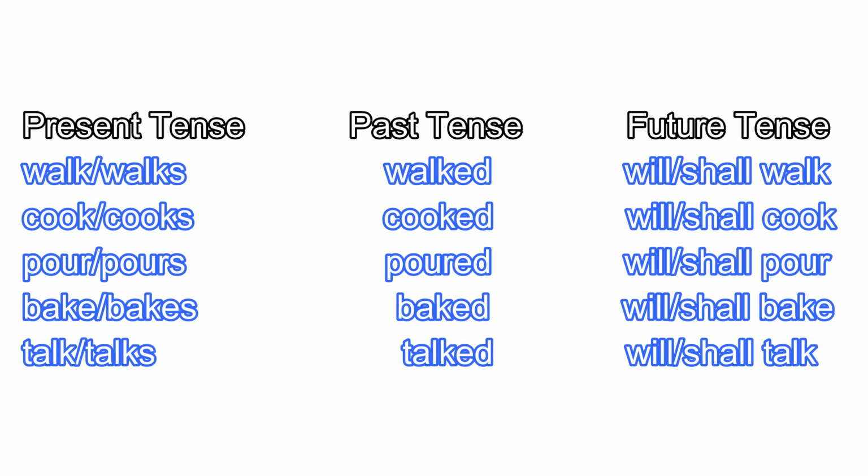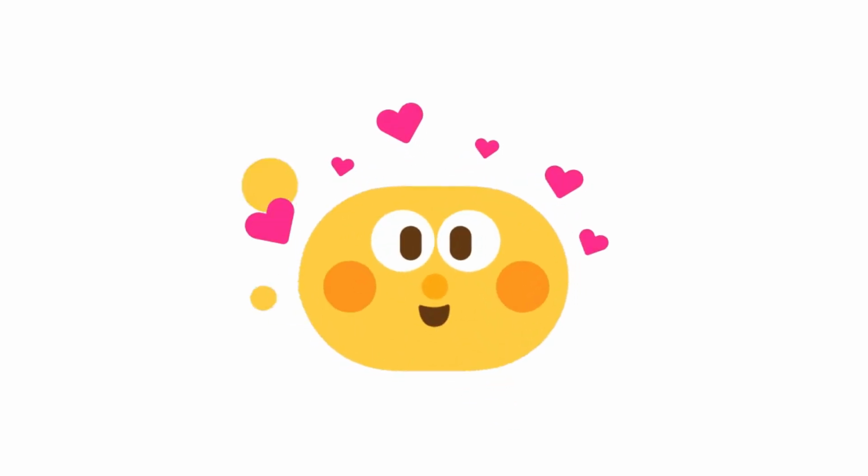Pour and pours are in the present tense. Their past form is poured. And their future tense is will or shall pour. Bake and bakes, baked, will or shall bake. Talk, talks, talked, and will or shall talk. Now, let us read the sentences on screen and we will identify what tenses of the verb were used.